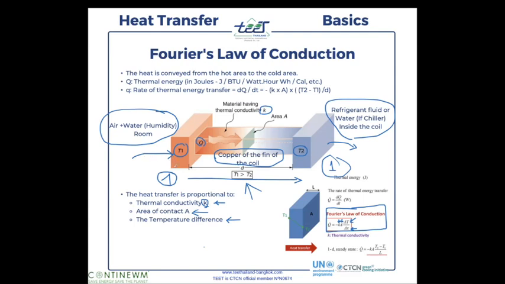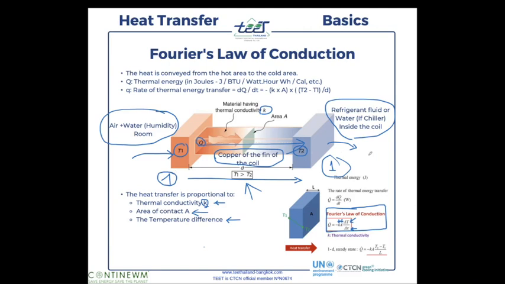So on one side we have the air outside of the coil and the refrigerant fluid inside of the coil. So the heat will transfer from the air and the moisture in the air through the copper of the coil to the refrigerant fluid that is cold. What I explained before is the law of Fourier, which says that with the thermal conductivity, and if we take one specific surface area, the quantity of energy that we transfer is proportional to the delta T.